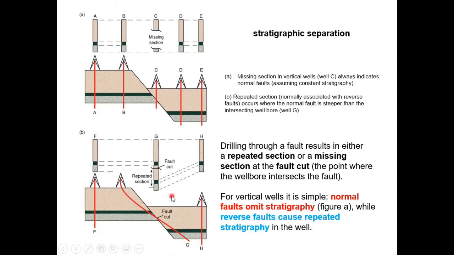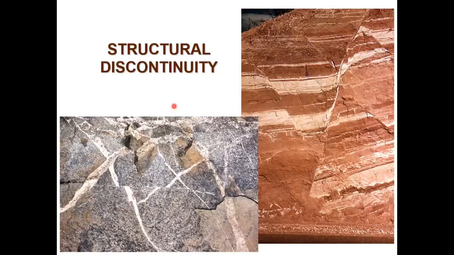But if it's tectonic feature related, most likely there is a normal fault like this, and that caused omitted stratigraphy. If it's a reverse fault, this formation will be repeated.